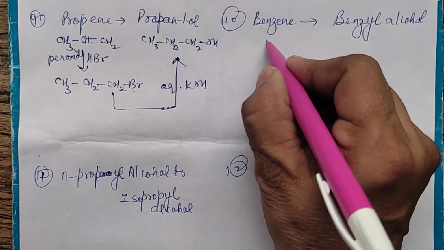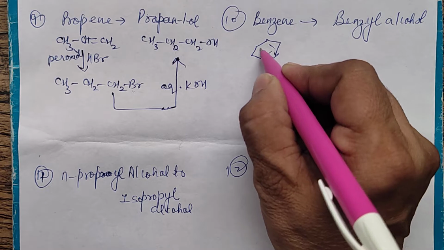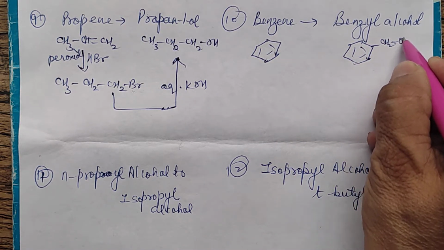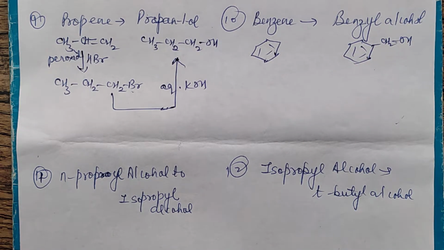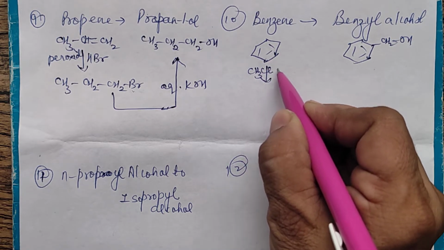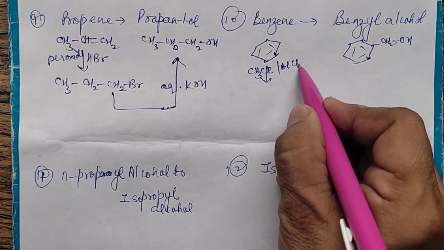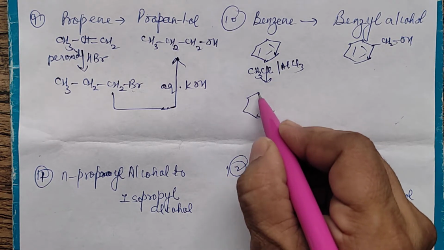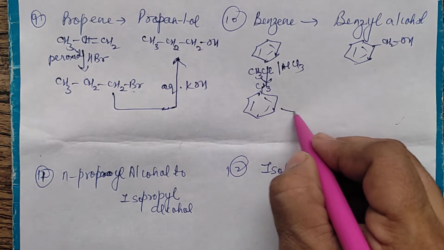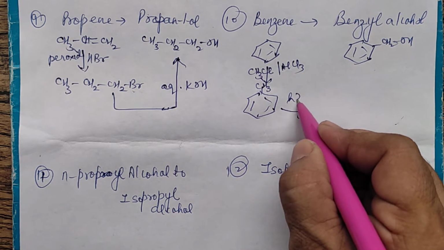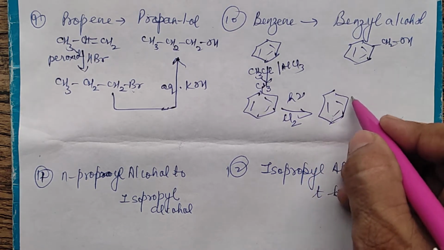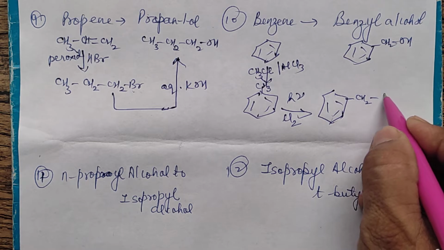Benzene to benzyl alcohol. You want to prepare benzyl alcohol from benzene. Benzyl alcohol is this. So first thing is we need to add a carbon atom on the side. You can carry out Friedel-Crafts reaction with anhydrous aluminium chloride and methyl chloride. You first get toluene from it. This is toluene. Then on this toluene, we want some chlorine. So react with chlorine in the presence of sunlight. That is side chain halogenation we were looking for.